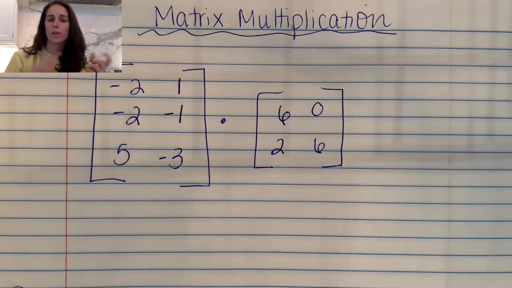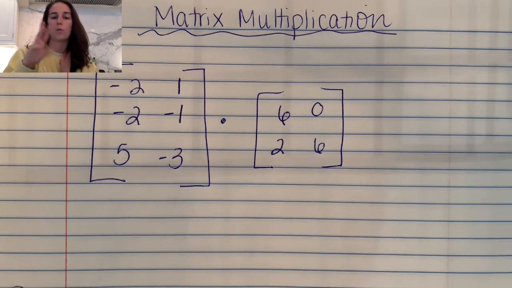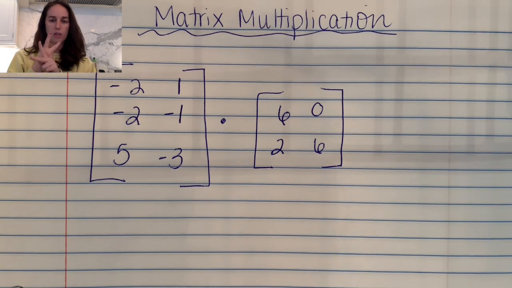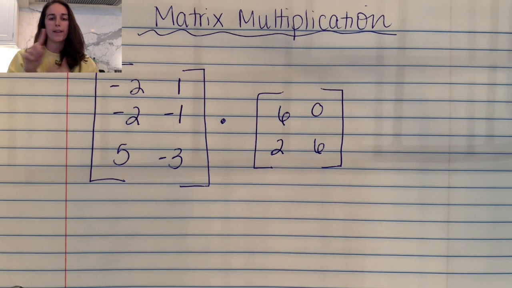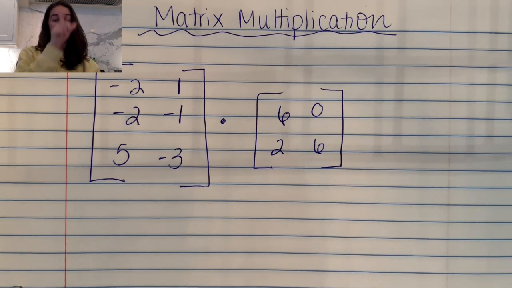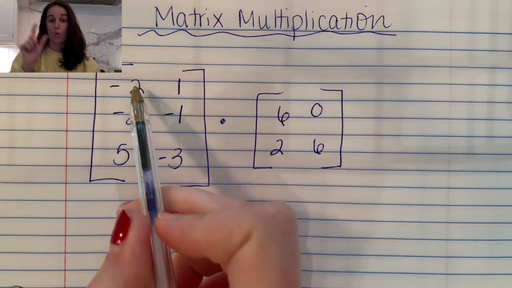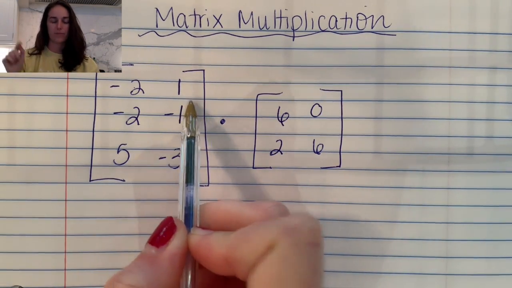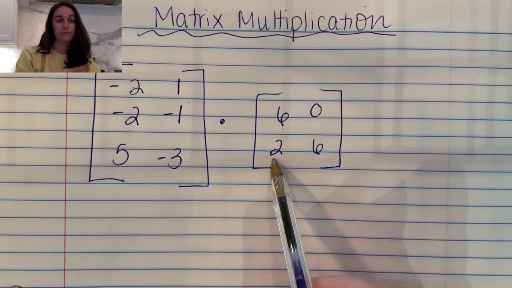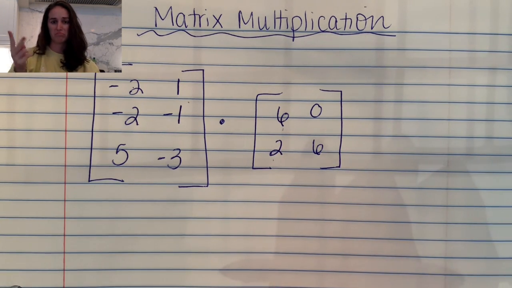Okay, so we're just going to do a quick review of matrix multiplication. The first thing I'm going to do is check that my first matrix has the same number of columns as there are rows in the second matrix. So I have 2 columns and I have 2 rows, so I can go ahead and start multiplying.